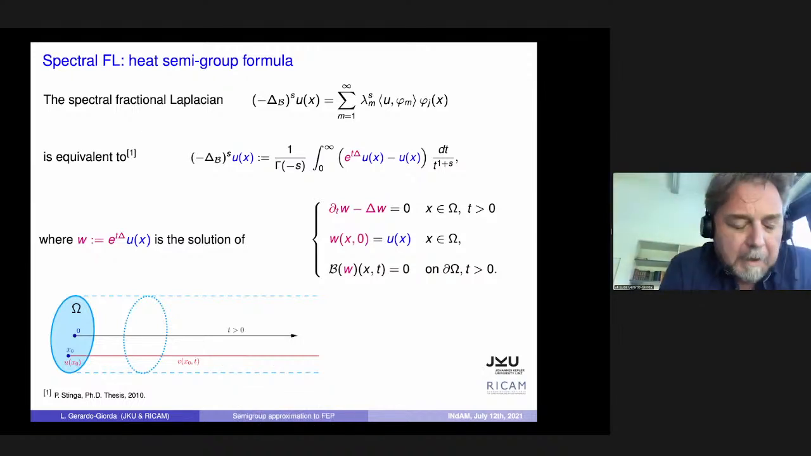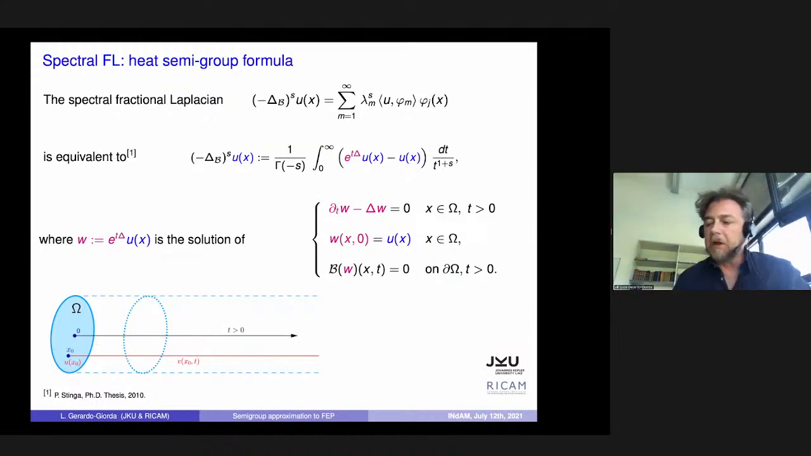We had an indirect approach to the problem. At the beginning, we were just focusing on the action of the spectral fractional Laplacian, and from that, we then moved forward to studying how to solve the associated elliptic problem.